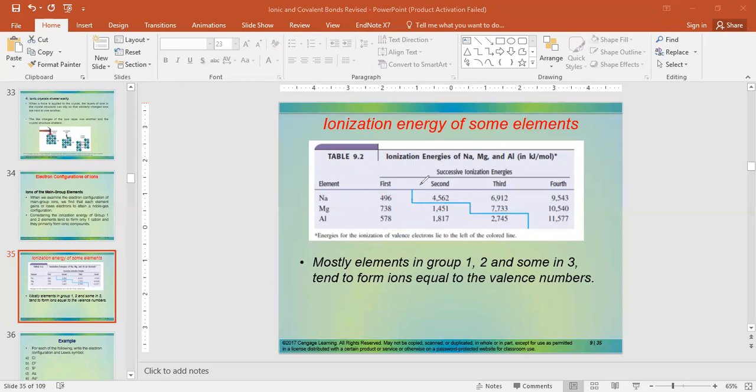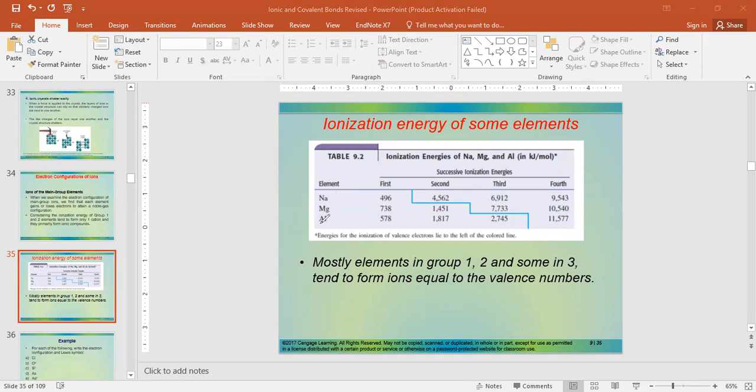Now, what you see above, what color is this? Blue. Blue, okay, let me confirm from you. What you see above the blue color here is the trend in the ionization energy of the same elements after a noble gas configuration has been attained.